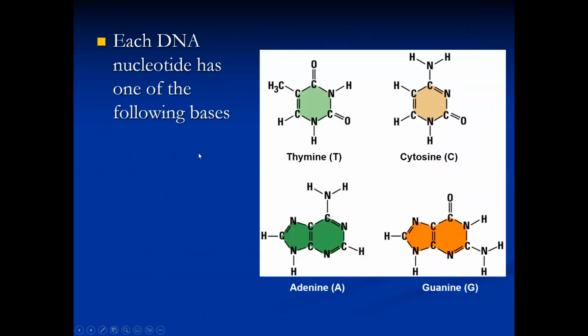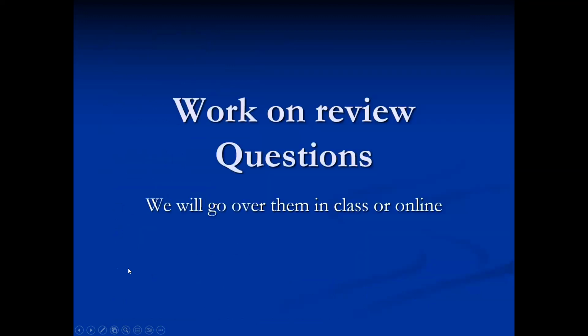Okay, these are the 4 bases that you would find in DNA. Each DNA nucleotide, which is a component, is made of one of the following bases. Thymine and adenine bond together, hence the green color, and guanine and cytosine bond together, hence the brown or orange color. Adenine is A, guanine is G, thymine is T, and cytosine is C.